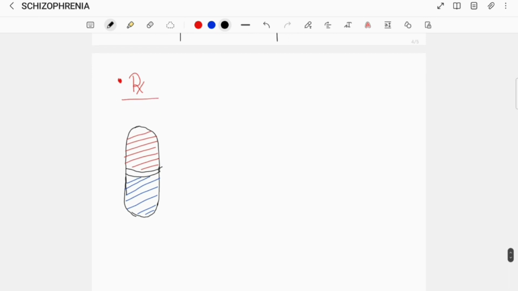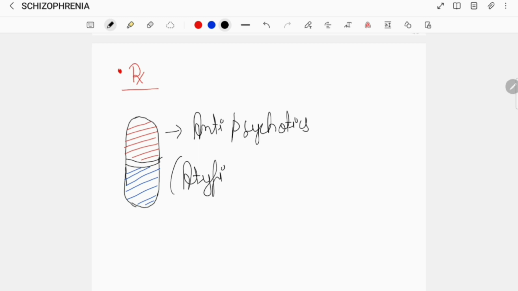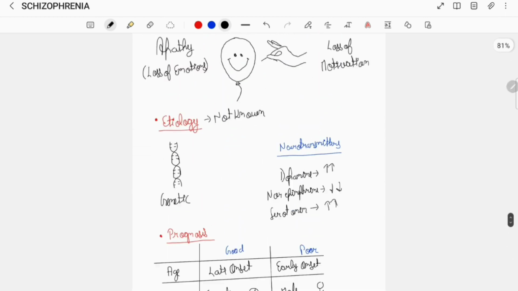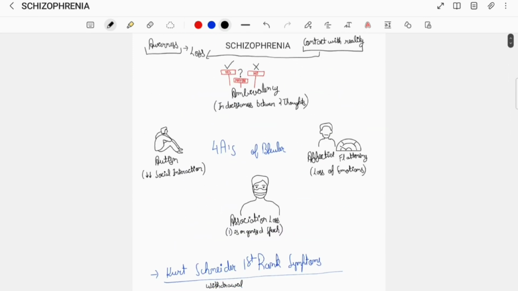Now, once diagnosis of schizophrenia has been established, you need to go for its treatment. It involves medical management wherein you give antipsychotics. Now, do remember that you prefer atypical antipsychotics over typical antipsychotics. So this was all about schizophrenia in brief. Here is the overview of what I have discussed.